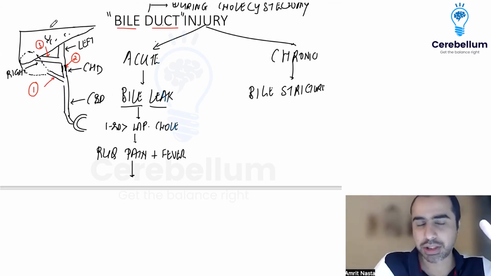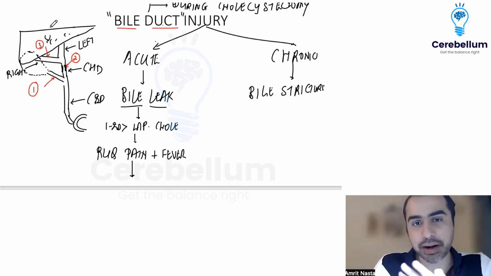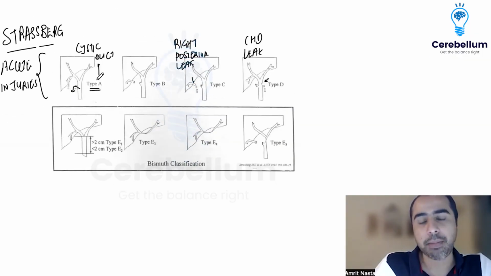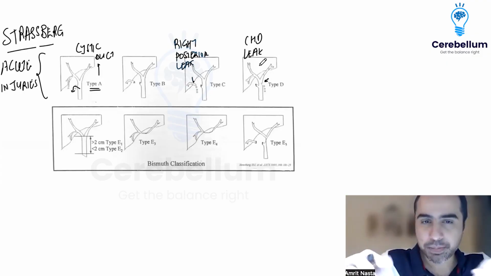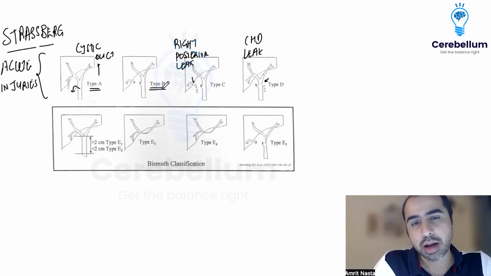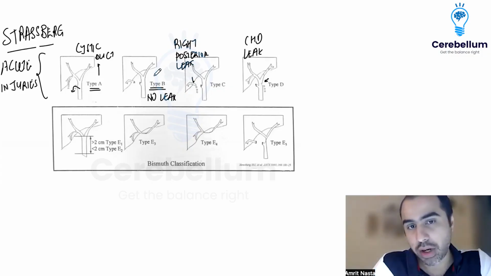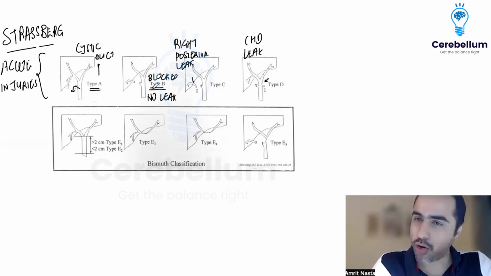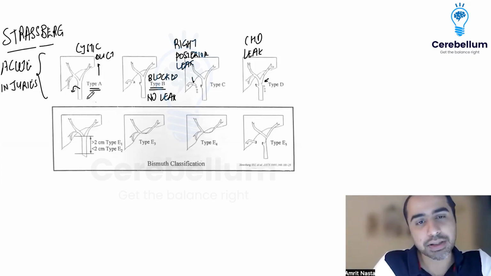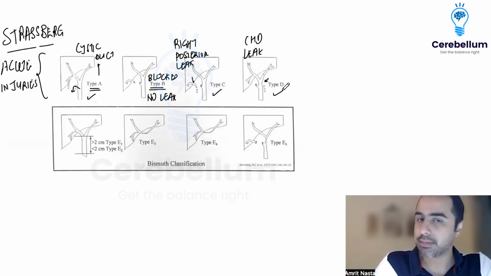This much should be known. Type A, type B, type C. So only in these three types, type A, cystic duct leak, type C, right posterior duct leak, type D, CHD leak, these are the three which are actually leak. Type B, in this there is no leak. Here the duct is by mistake blocked. So here there is no leak. B for blocked. So there will be no leak. This will not present early. Early presentation will only be A, C, and D.